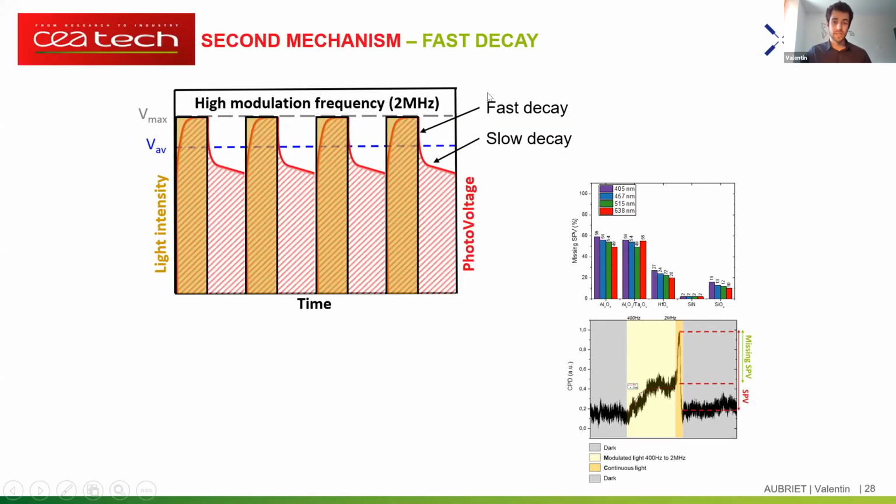In the case of fast decay, here it's represented the photovoltage response at high modulation frequency. Under light, we generate charges, so the surface photovoltage will rise. Then under dark conditions, it will decay, with first a fast decay, and this fast decay would be responsible for the missing surface photovoltage, and the second decay can be associated with the carrier lifetime, the one we discussed just before. As you can see, the maximum amplitude at high modulation frequency, the average value, can be different from the maximum amplitude. And that can explain the missing surface photovoltage.